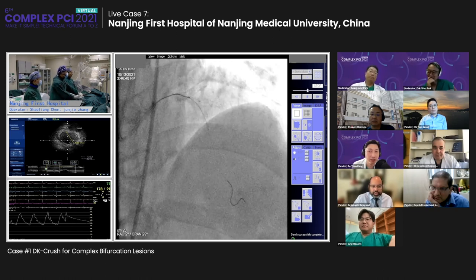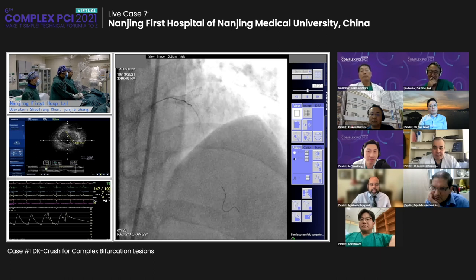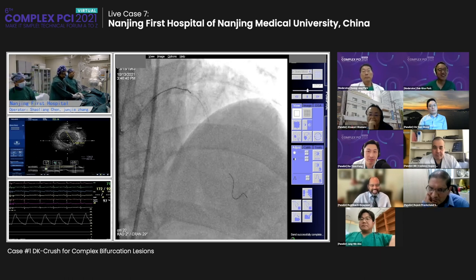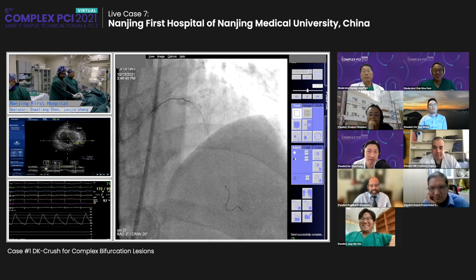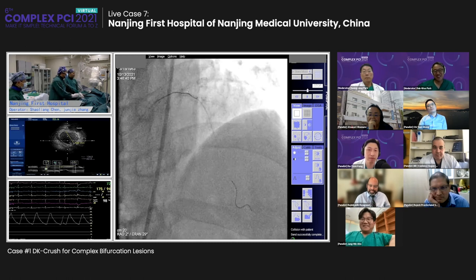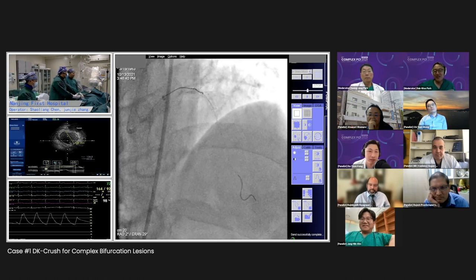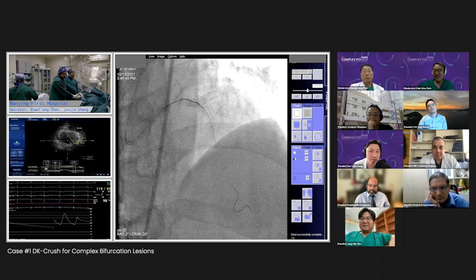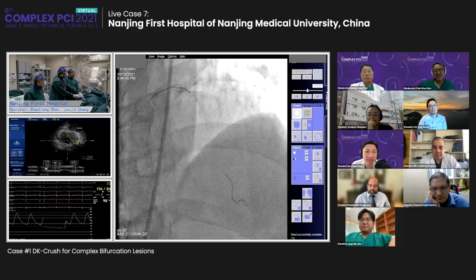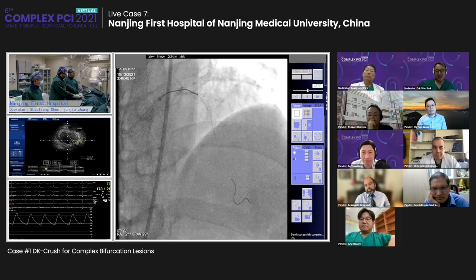Any favorite wires, Dr. Chen, for recrossing into the side branch if the regular wires fail? Yeah, my favorite is the BMW wire. Oh, BMW wire. But recently there is a shortage of supply of BMW wire in China. Yeah. Dr. Chen, do you have any preference for the proximal or distal position of wire rewiring? Yeah, always proximal. Okay.